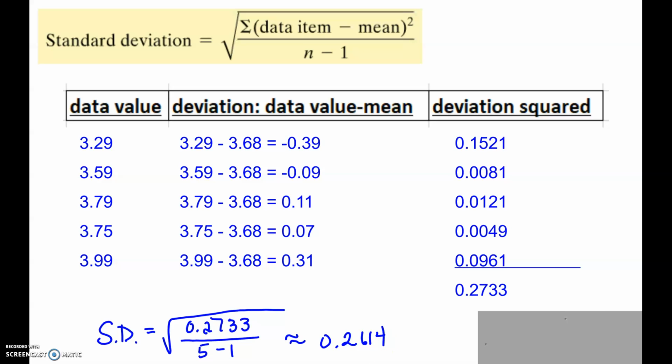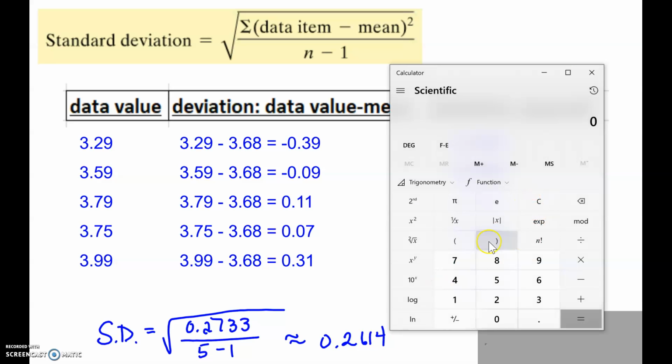So on a basic calculator, how would I do this? I would first put in my 0.2733, then divide by, well, 5 minus 1 I can do in my head, so I'm just going to divide by 4, get an answer, and then I'm going to hit the square root button, and it tells me my answer that I got here, and you can see that I rounded to the nearest 4 decimals.